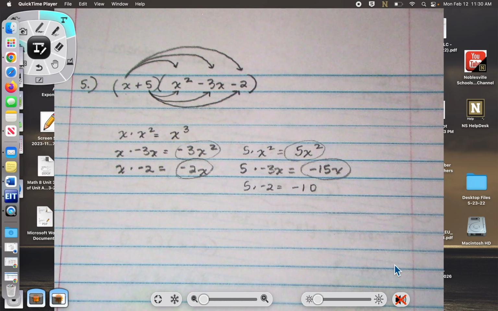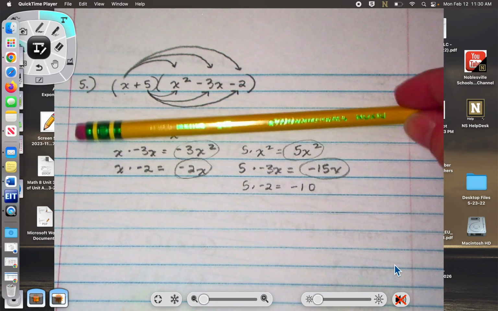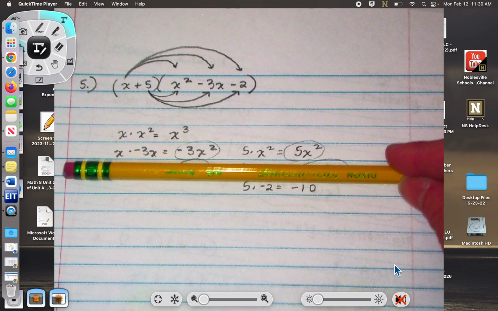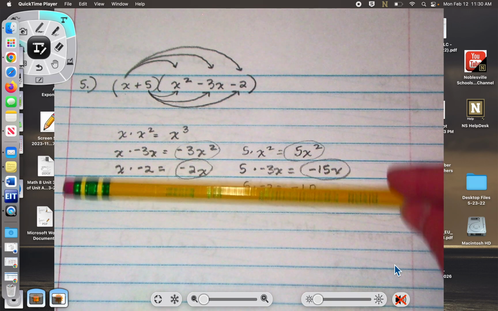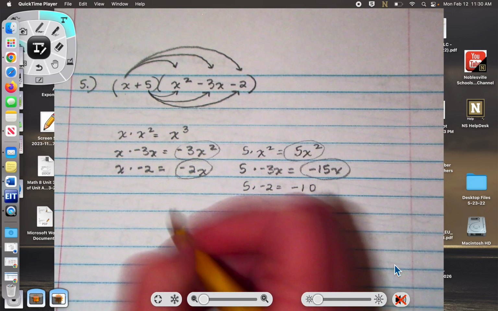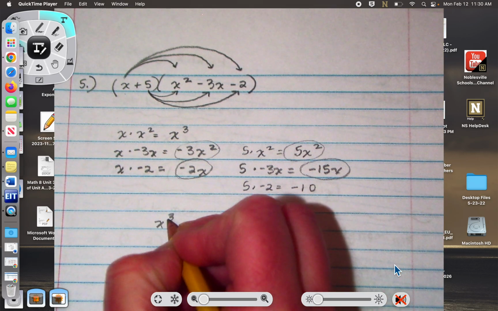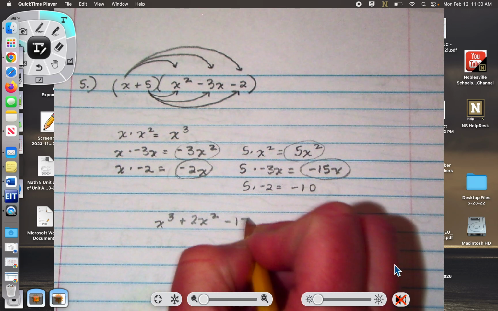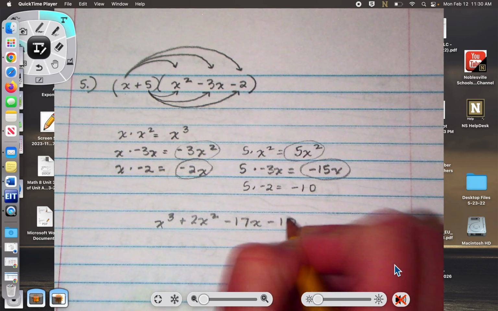So there are 2 pairs of terms that can be combined, and then there are 2 terms that don't have a buddy to combine with. So I staggered them so that I have, this is by itself, these can be combined, these can be combined, and then this is by itself. So the final answer is x to the third plus 2x squared minus 17x minus 10.